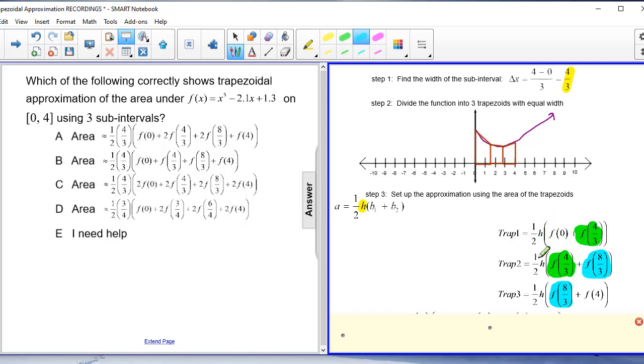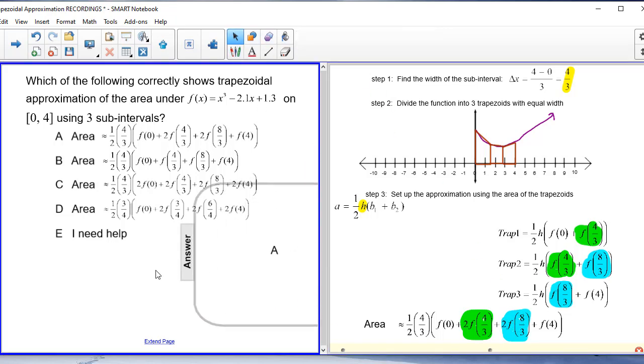So the 1/2 h gets factored out. And so we have 1/2 times 4/3. Remember, h is our interval length. So we have f of 0. And then you'll notice I have 2 times f of 4/3 because that occurs twice. And then I also have 2 times f of 8/3 because that occurs twice, plus f of 4. So the correct answer is A.